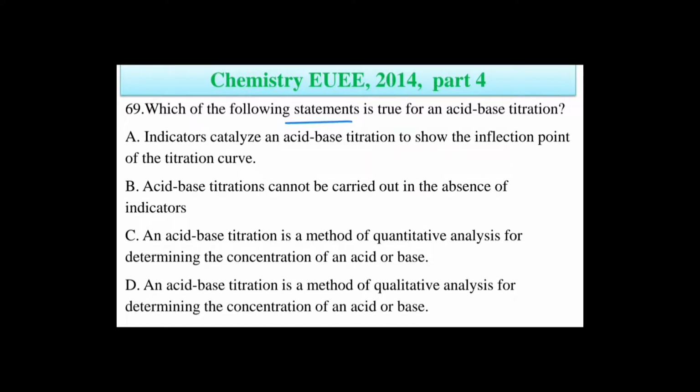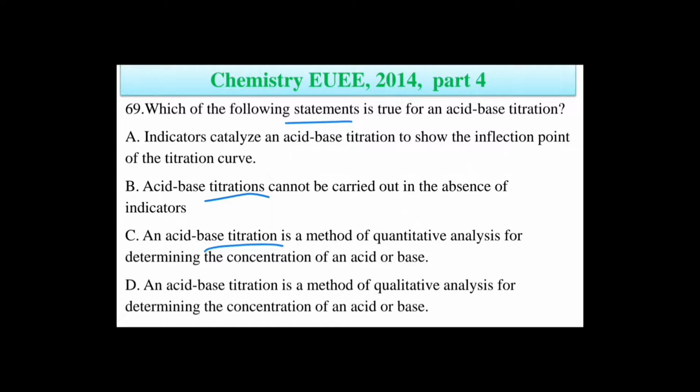Which of the following statements is true for acid-base titration? A, indicators catalyze an acid-base titration to show the inflection point of the titration curve. B, acid-base titration cannot be carried out in the absence of indicators. C, an acid-base titration is a method of quantitative analysis for determining the concentration of an acid or base. D.